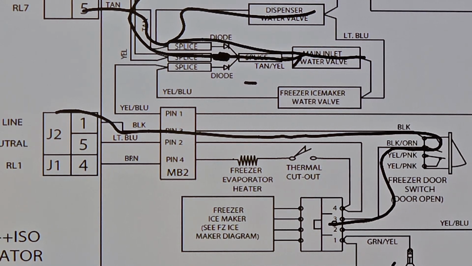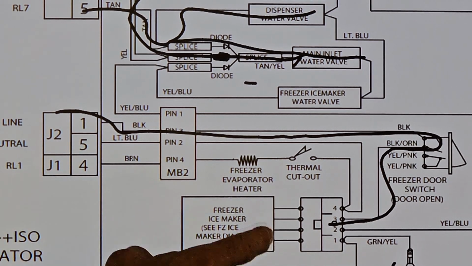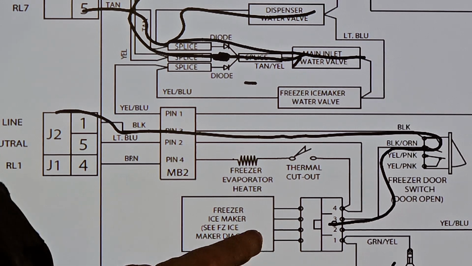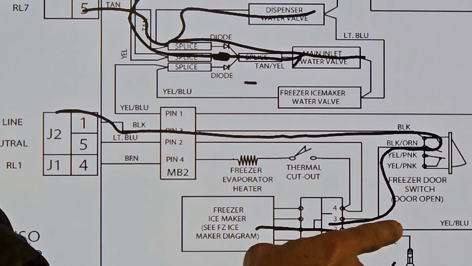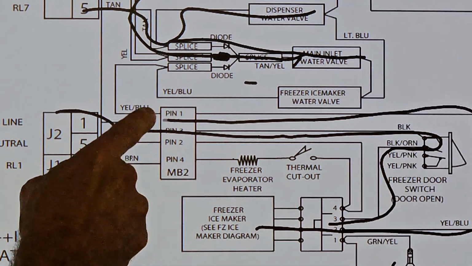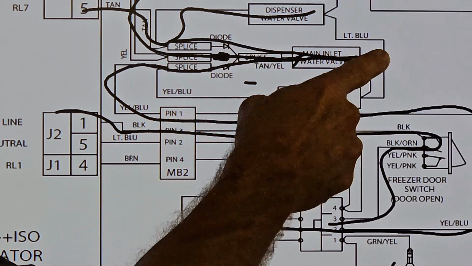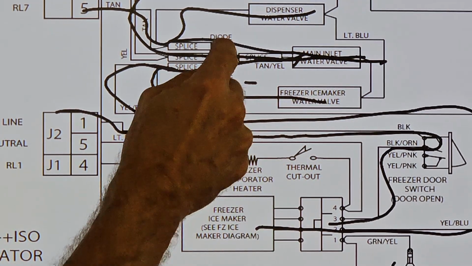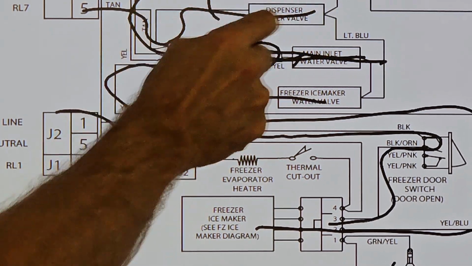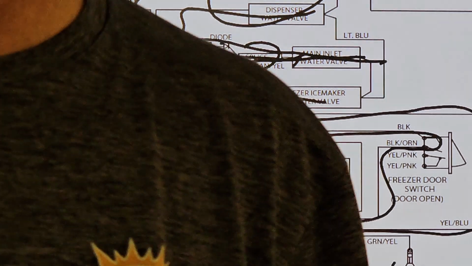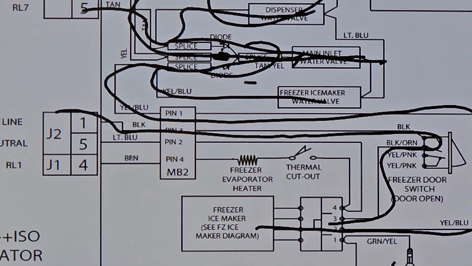But again, when it wants water, it's going to send power through this yellow-blue wire here, the ice maker, and it's going to come back here, and this is going to go to the main inlet and also go here, but these two diodes above are preventing these valves from coming up. Any questions, guys?